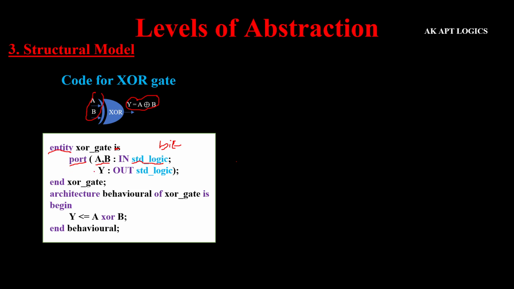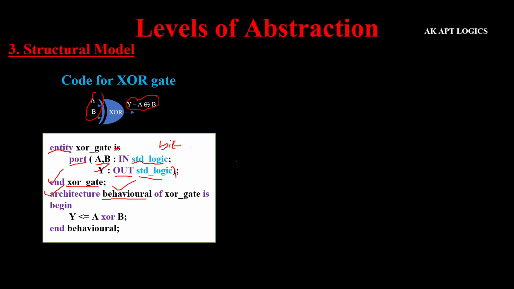And we have the output y, of type out std logic, and after this parenthesis only we are going to mention the semicolon over here, and we are ending the entity with the entity name, which is XOR underscore gate, and we are starting the architecture behavioral, which is the architecture name. It is also predefined.